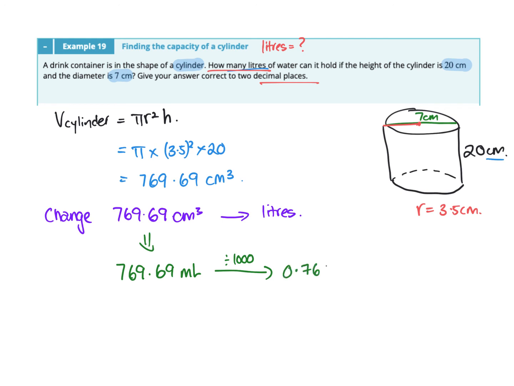0.76. Oh no, that's all right, sorry. Yeah, we divide it. So we want 2 decimal places, so it would be 0.77 litres. Okay?